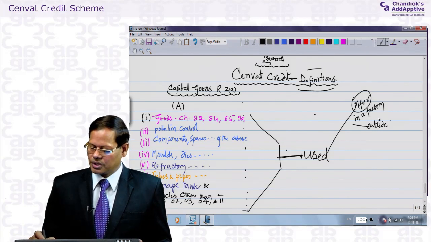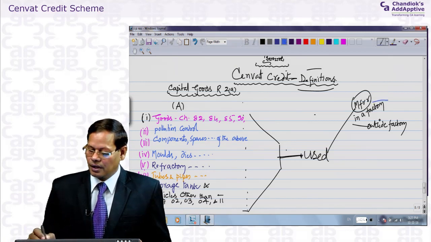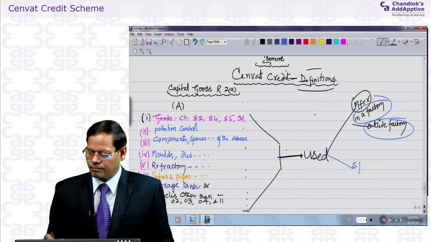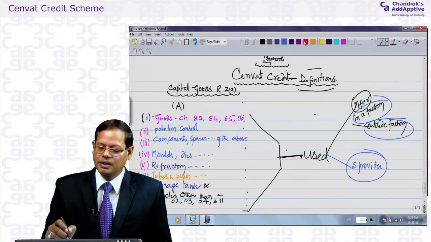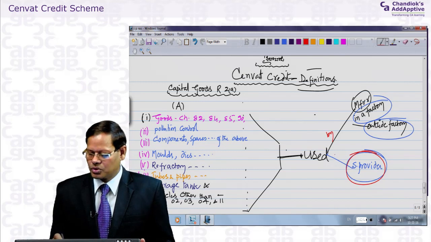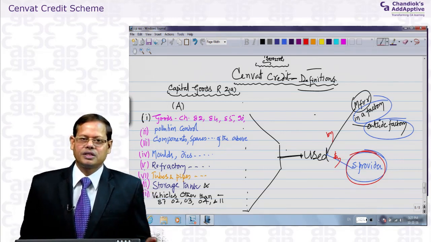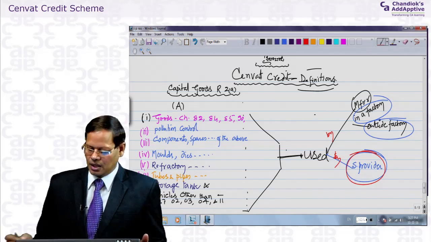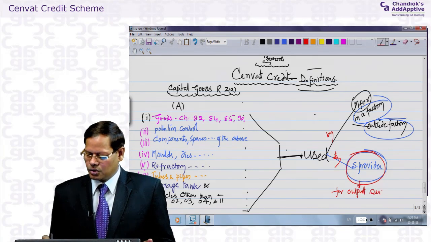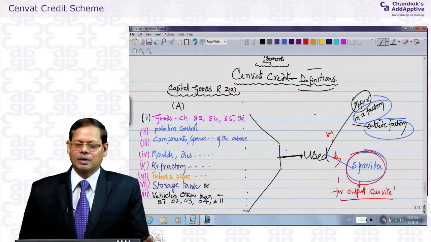Sometimes you may have to use outside the factory. So in a factory or outside the factory, and used by a service provider. Used by a manufacturer or used by a service provider. For a service provider, there is no escape. The simple qualification is he should use it directly for providing output service. So no indirect use. He is not qualified. If he is using it directly to provide output service, then it is capital goods, otherwise no.